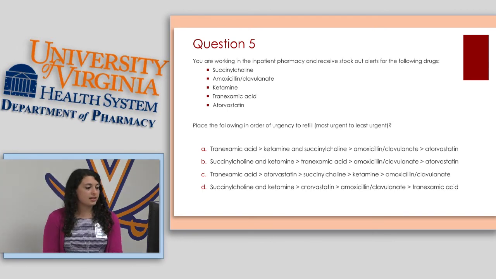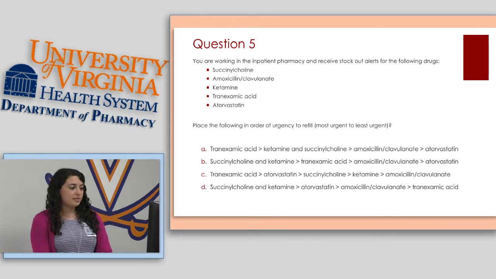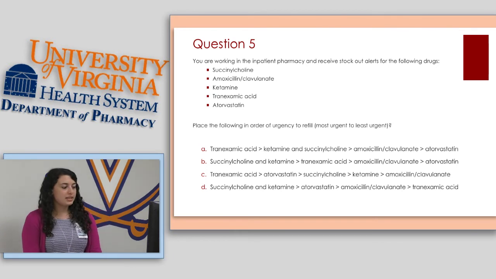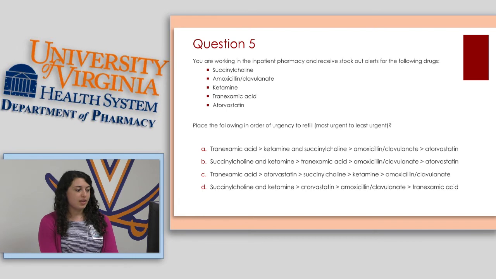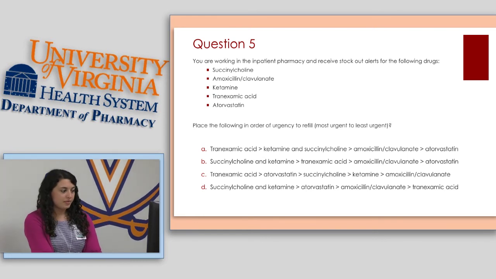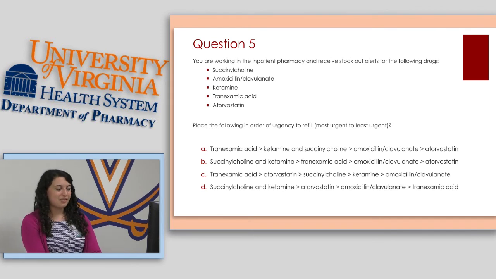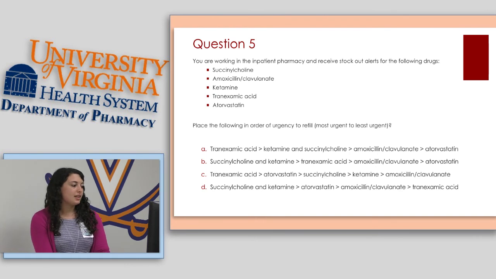A, tranexamic acid, followed by ketamine and succinylcholine, Augmentin, atorvastatin. B is succinylcholine and ketamine, tranexamic acid, Augmentin, and atorvastatin. C, tranexamic acid, atorvastatin, succinylcholine, ketamine, and Augmentin. Or is it D, succinylcholine and ketamine, followed by atorvastatin, Augmentin, and tranexamic acid?